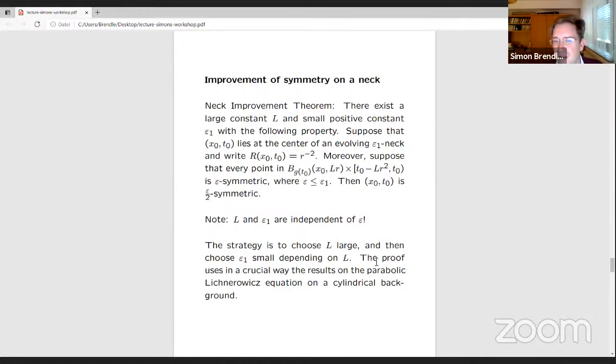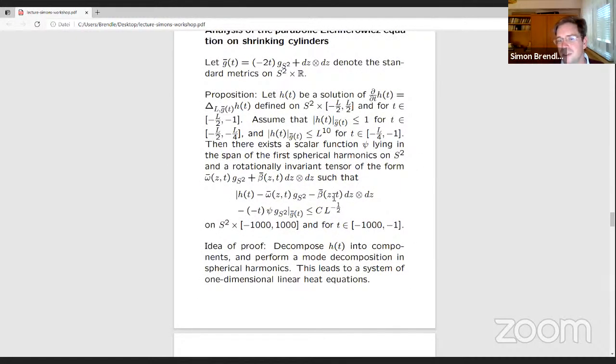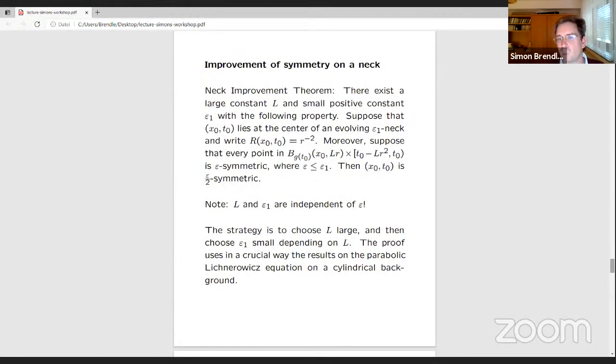Well, the proof takes a lot of technical steps, but basically the strategy is you choose L large, and L depends basically on this mode improvement. If you go back to the analysis of this thing, basically you choose L large to kill this constant, so that C times L to the negative a half is small. And then having chosen L, you choose epsilon1 small, so that all these approximations are justified because your neck is sufficiently close to a true cylinder. And then you apply this result.